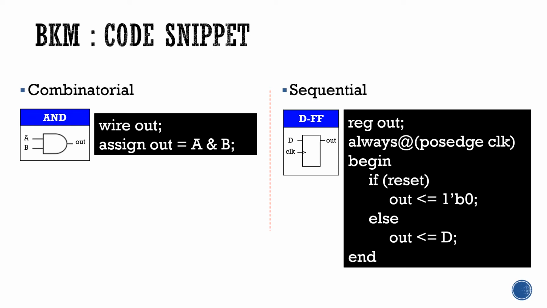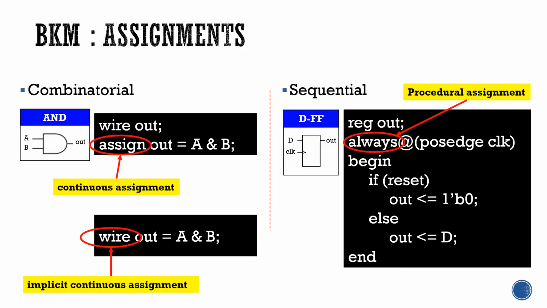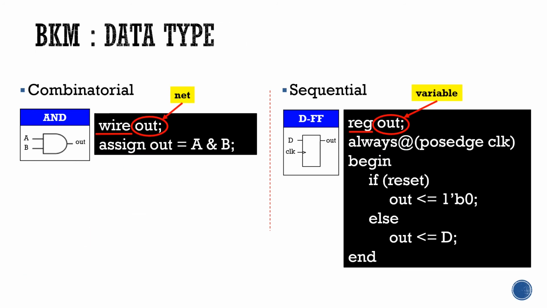In this slide, we will pay attention to the assignment statements. For combinatorial logics, the keyword assign is used to indicate a continuous statement, or an equivalent implicit continuous statement can be used with the keyword wire. On the other hand, the sequential logics will be using procedural statements with the keyword always. The always block executes concurrently starting at time 0 and continuously in a looping fashion. Do note that for procedural statements, the keywords begin and end must be used if the block contains more than one statement.